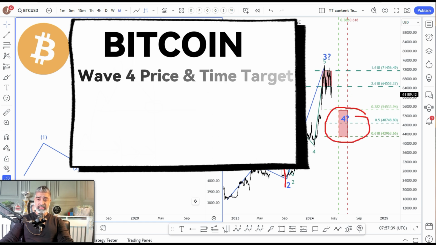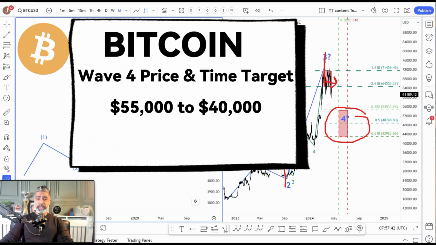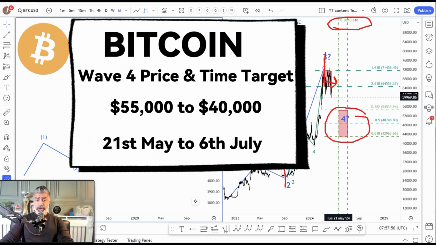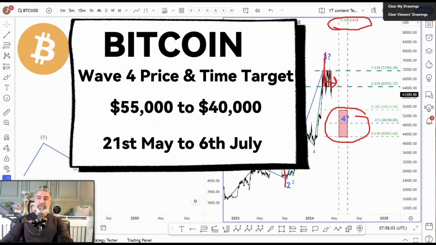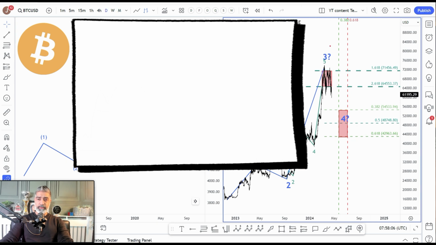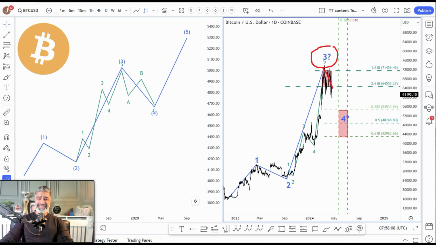I've literally just taken this point to this point and projected forward, as you can see at the top, 38.2 and 62% time retracements. This gives us two dates. We're talking about the week beginning the 20th of May. So around the 21st of May should be the typical minimum time, and the typical maximum is July 6th. So what that indicates to us very strongly is that if this is a wave three, Bitcoin should be sideways to down for a number of weeks, from mid-May to early June, going into July.